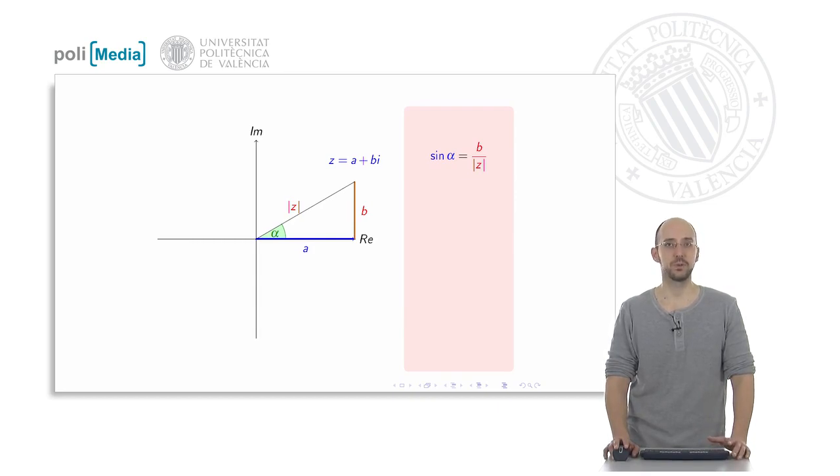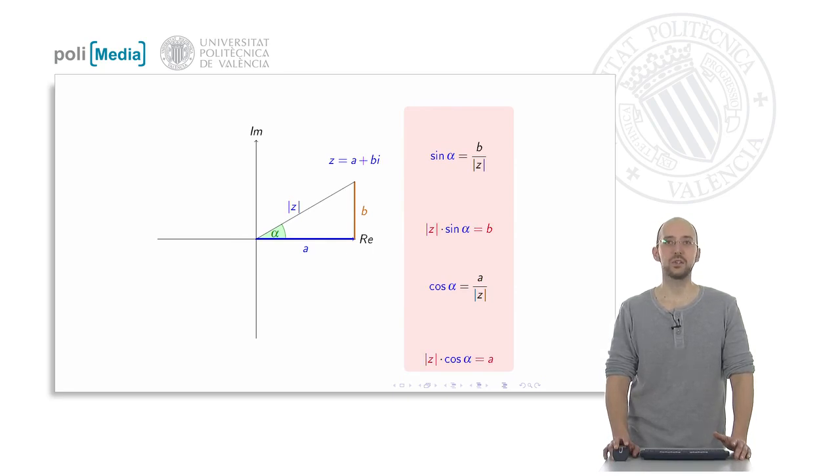Well, if in this expression we want to solve for b, what we would do is pass the modulus of z multiplying to the other side. That is, we get that b is equal to the modulus of z times the sine of alpha. If we do the same with the cosine, we have that the cosine is the adjacent leg divided by the hypotenuse. In this case, it would be a divided by the modulus of z. If we want to solve for a from this equation, we have to pass the modulus of z to the other side by multiplying. Therefore, we would be left with a equal to the modulus of z times the cosine of alpha.